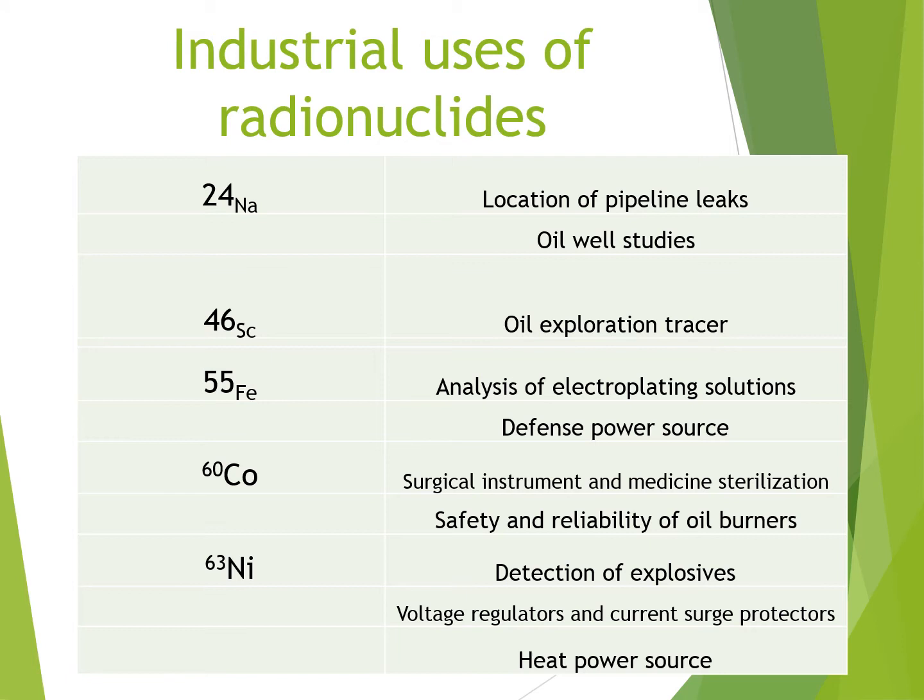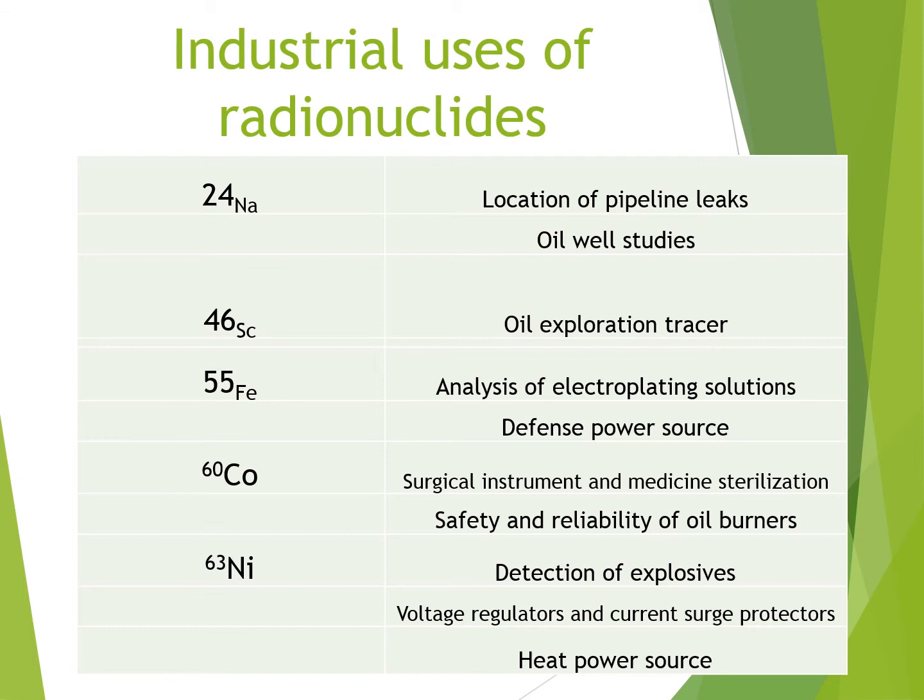Then there is cobalt-60. It is basically used in surgical instrument and medicine sterilization. Sterilization is the process in which we purify our instruments, and cobalt-60 is mainly used for sterilization purposes. It is also used in the safety and reliability of oil burners.